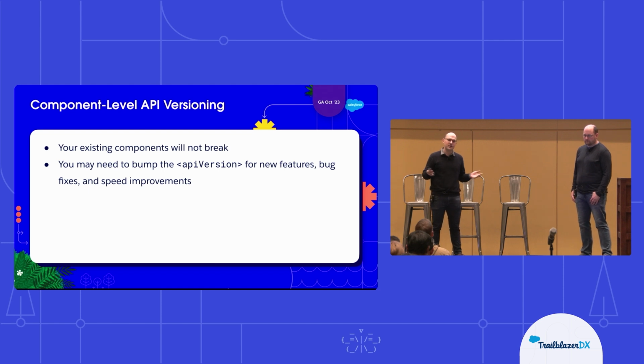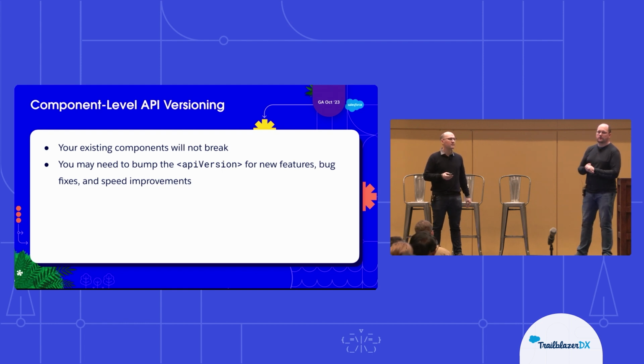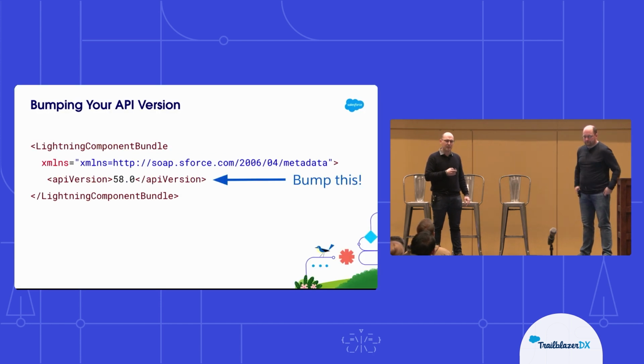So the punchline is essentially that you might need to bump the API version in your JS Meta XML file in order to get new features, bug fixes, and speed improvements. And I would just add, when you bump, you may encounter some breaking changes. So it's kind of a package deal. If you want the new thing, you have to deal with the new reality. And so what does this bumping look like? Well, you might already be familiar with this API version in this JS Meta XML file. Usually right there and generated when you're using the SFCLI.